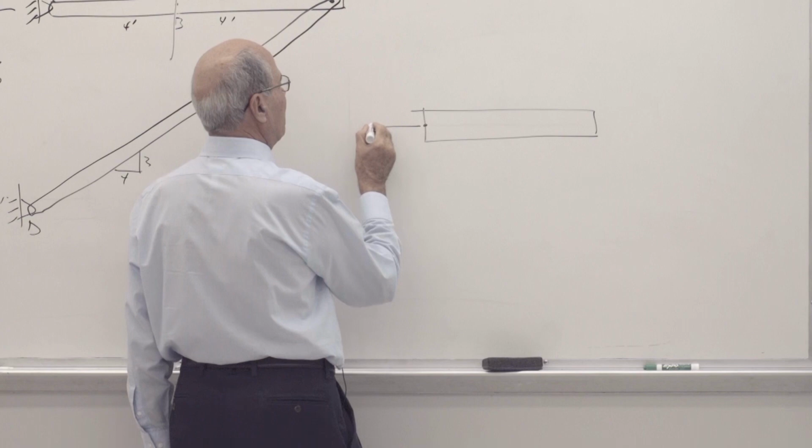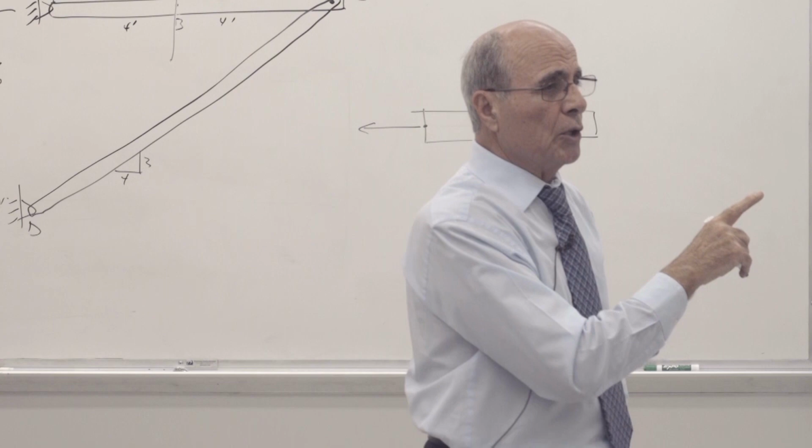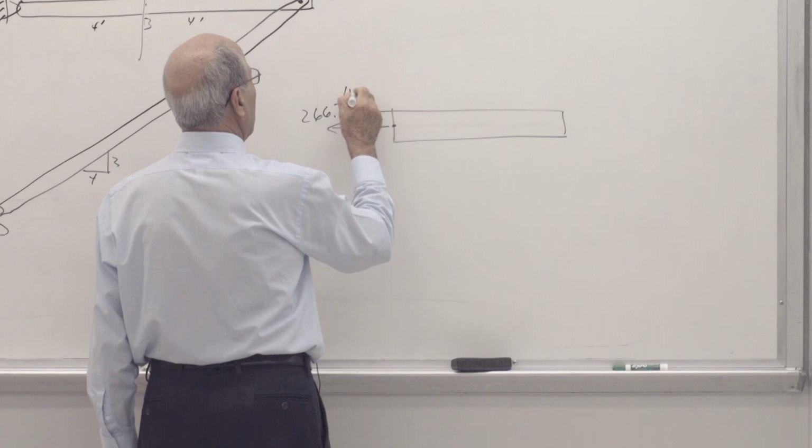Now, what force do I have at A? The force at A you have already determined. It is a negative 266.7. So this rod has 200 pointing this way, yes or no? Correct? Let's go step by step before I put anything else.